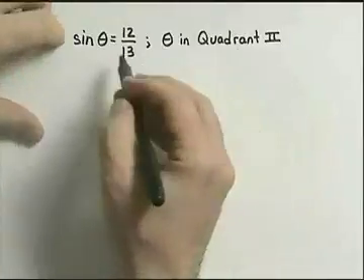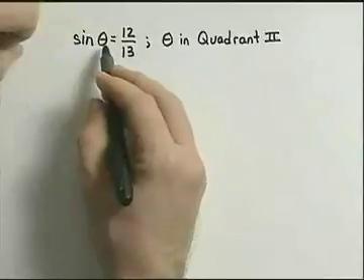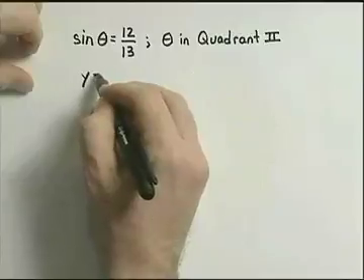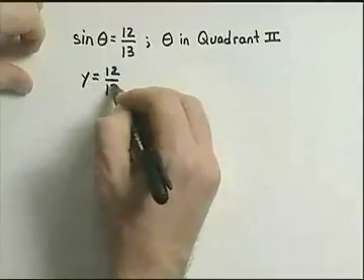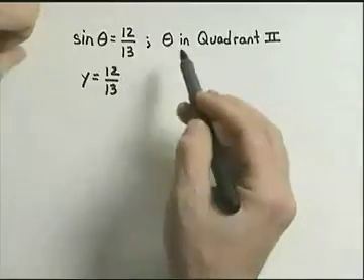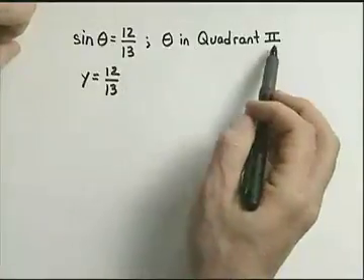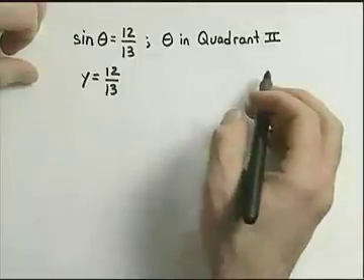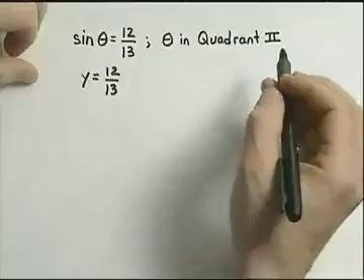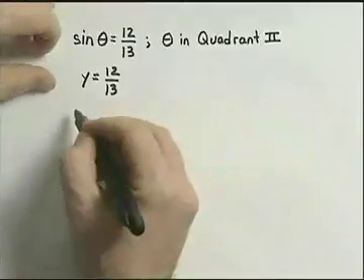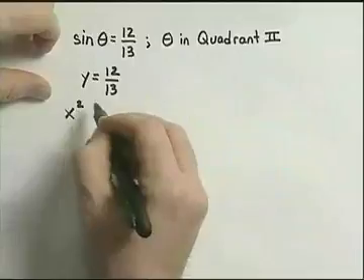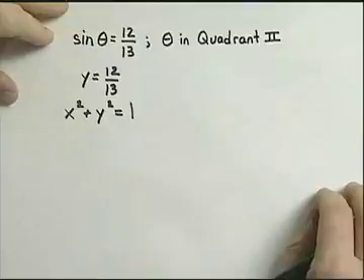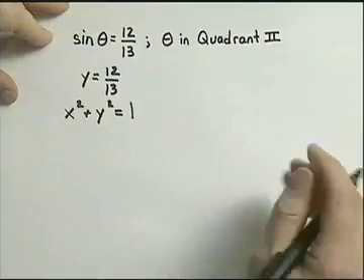Since we know that the sine takes as input an angle and gives as output the y-coordinate, we know that y is equal to 12/13. In addition, because the angle theta is in the second quadrant, we know that x is going to be a negative quantity because x values are negative in the second quadrant. What we're going to do to find that value of x is use the fact that the terminal side of the angle lies on the unit circle x squared plus y squared equals 1.